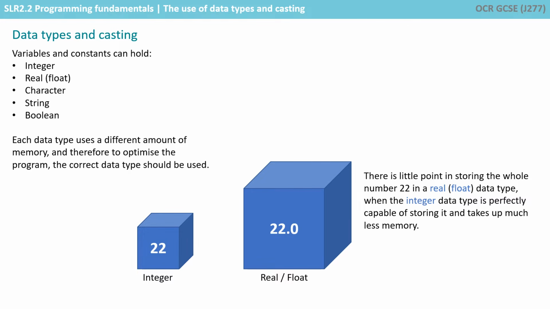Now each data type uses a different amount of memory, and therefore to optimize your programs, the correct data type should be used. You can see an example here of the number 22. It's been stored on the left in an integer and on the right in a float. They're both holding exactly the same number, but the real or the float is taking up far more room in memory. If we were only ever going to be storing whole numbers, it would be silly to store 22 as a real or float, so we would store it, as preference, as an integer.